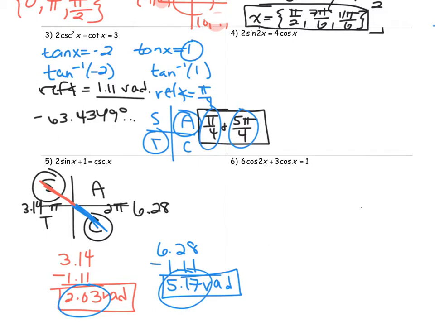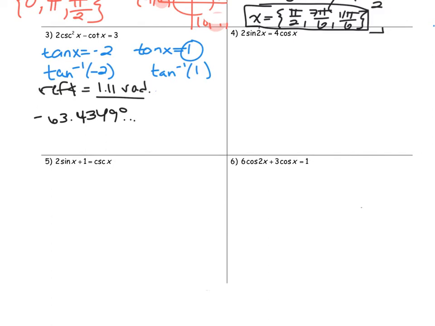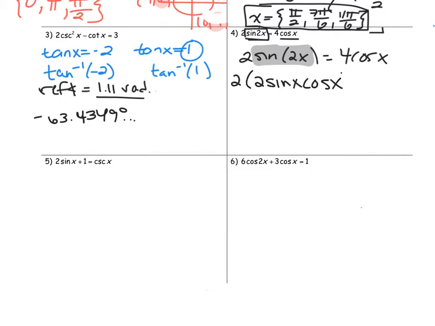Let's take a look at question number 4. Okay, so the first thing I noticed for question 4 is, again, I have a sine here and then a cosine here. Can't change cosine, but I noticed that this is a double angle. So if I have 2 sine of 2x equaling 4 cosine of x, I know that this has an equivalent form. I can rewrite sine of 2x as 2 times 2 sine x cosine x. Remember, that's one of the double angle formulas as I transition from here to here.